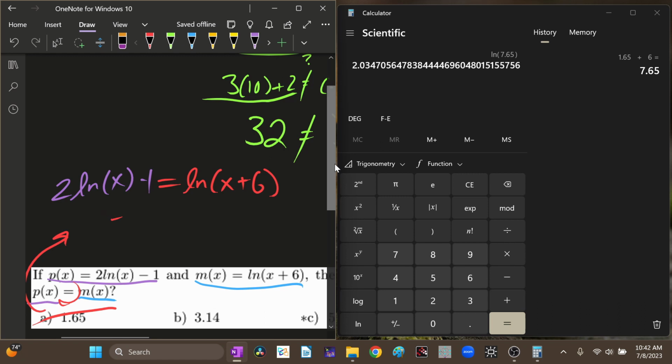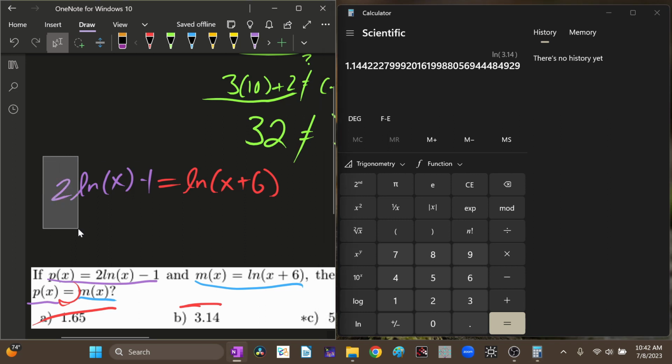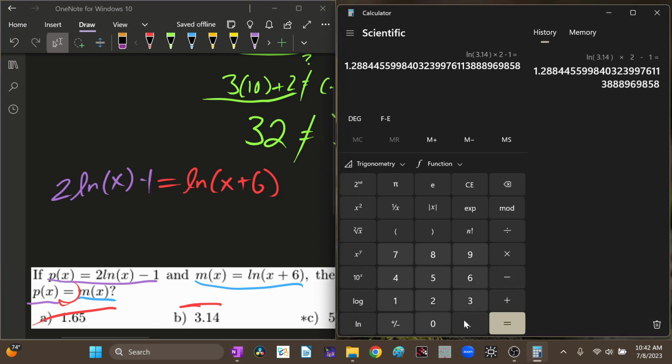So how about choice B? How does that stack up? So if we use 3.14 from choice B, let's see what would happen. So we have 3.14, and we're taking ln of it, so the ln button. Then it's multiplied by 2, and then we subtract 1. So that's a 1.29.